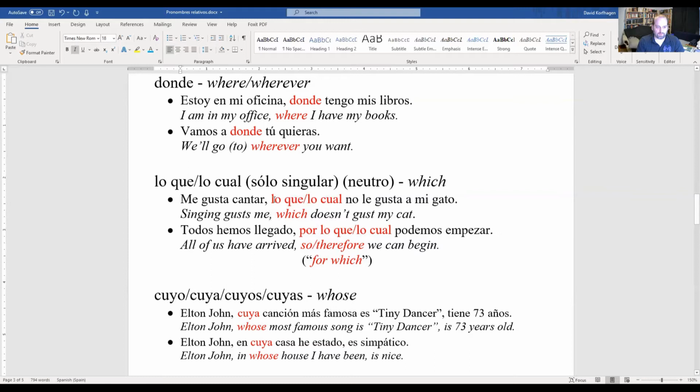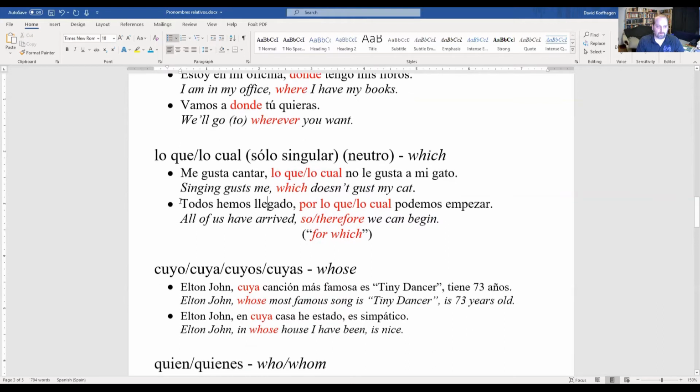See? And I can use either lo que or lo cual. Lo cual just sounds a little bit more formal than lo que. Here we have "todos hemos llegado, por lo que or por lo cual podemos empezar." All of us have arrived. And in English, we would translate it as something like "so" or "therefore we can begin," right?